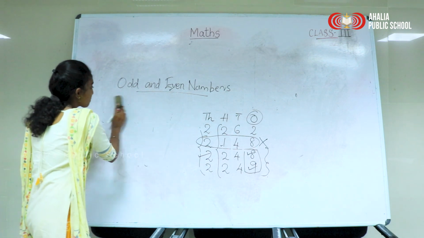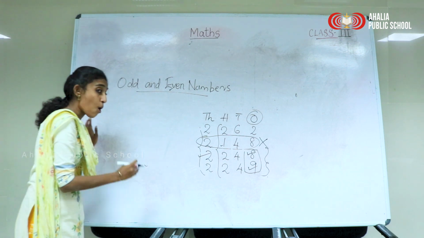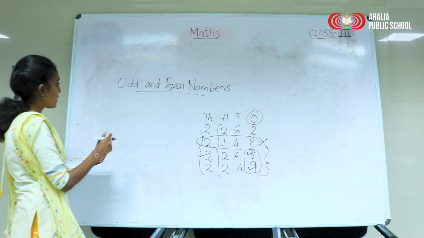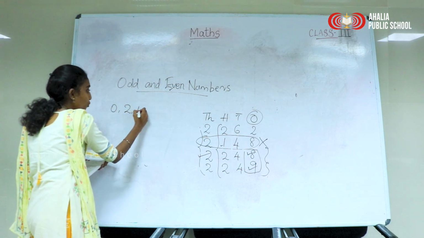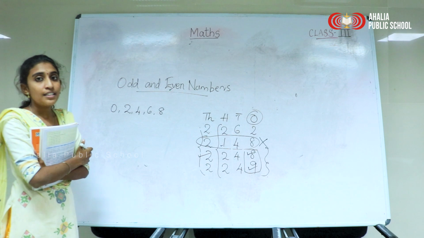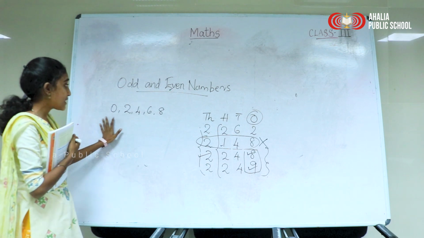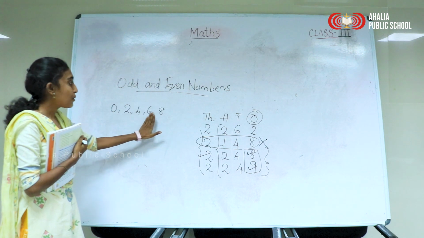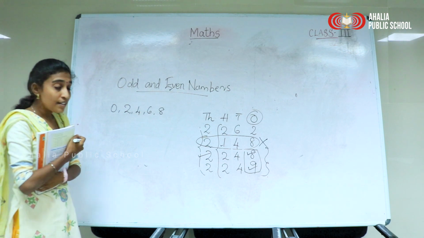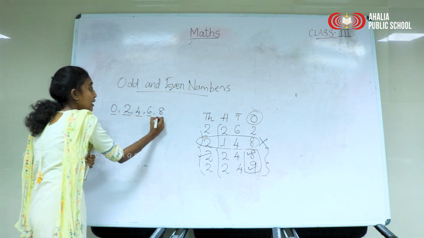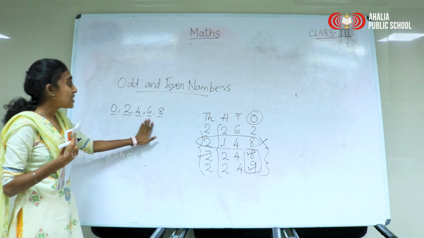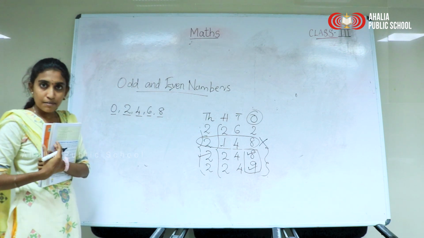From 0 to 9 we have odd numbers and even numbers. You have to learn and understand that 0, 2, 4, 6, 8 are all even numbers, and the numbers ending with these numbers will also be even numbers.